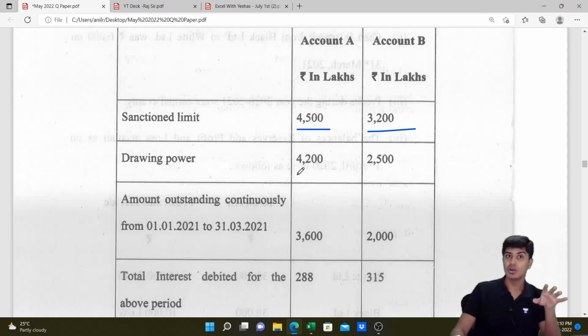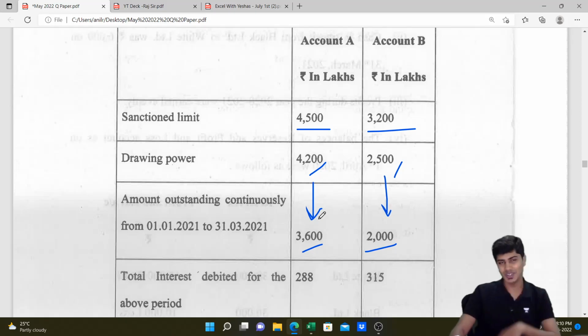Drawing power. Sanction is 4,500, but the drawing power is there only till 4,200 and 2,500. So the amount withdrawn cannot exceed that. Amount outstanding is 3,600 and 2,000. So the amount withdrawn is within the limits. The amount withdrawn is within the drawing power, so not an issue.